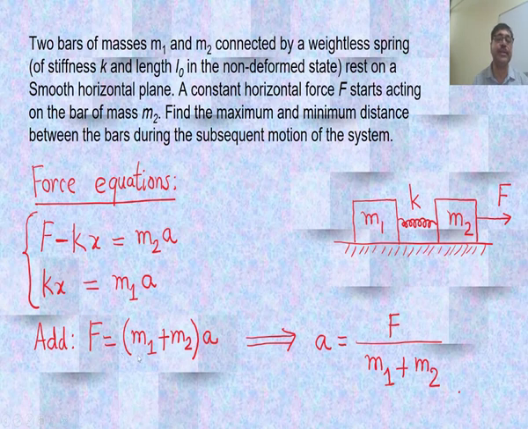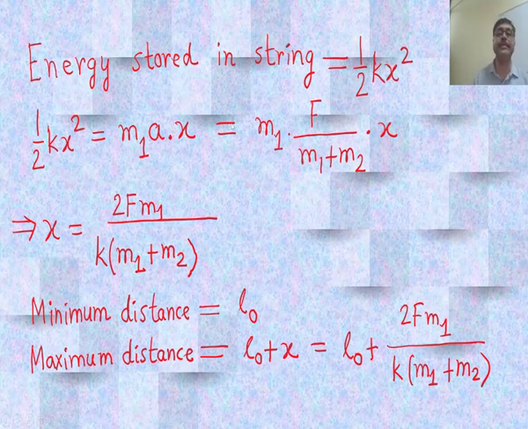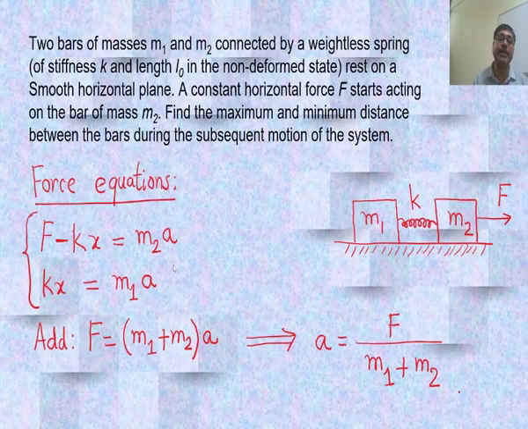Now if I add these two expressions, it becomes (M1 plus M2) into A. So A becomes F by (M1 plus M2). Now what is x, by the way? To calculate x, you can put A in either of these two equations, and we can easily calculate that. Okay, so we can easily say that x can be written by considering the energy stored in the spring, which is half Kx², and that is nothing but equal to the force applied on the mass M1 into the displacement of the particle, putting the value of A into x. So x becomes 2F M1 by K (M1 plus M2). This is the same expression that you would get right from here. That is not a problem. You will get a similar expression.